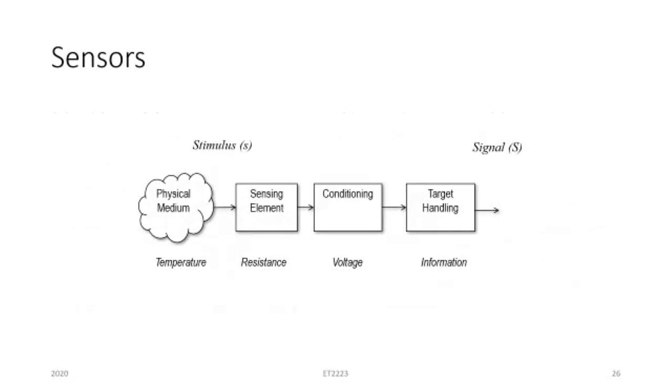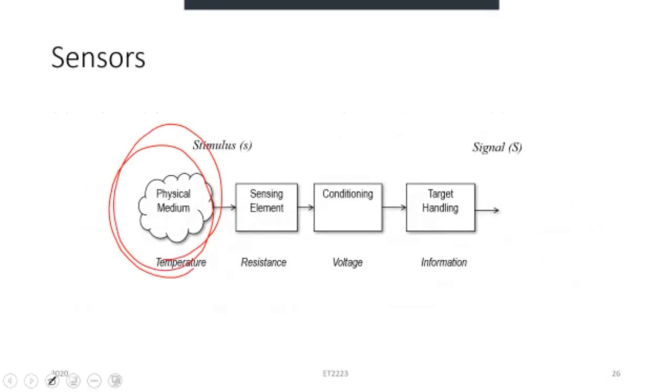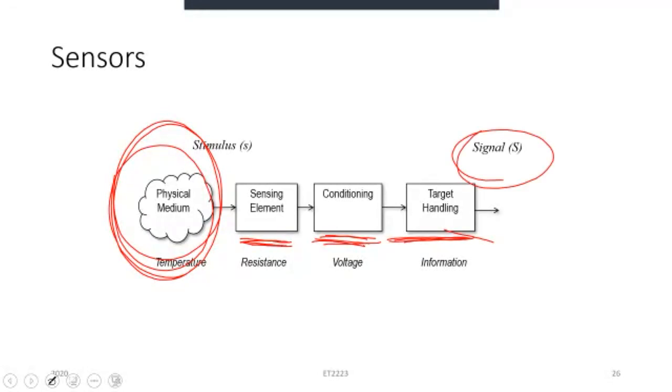So we would start with some stimulus in the physical medium, some change in the physical environment. Then it would go through a sensing element and it would produce a voltage variation, something that we would identify as conditioning, and then we may use that information as our observed signal. So we have a stimulus that is producing the change, and then we could observe that as a signal at the end.